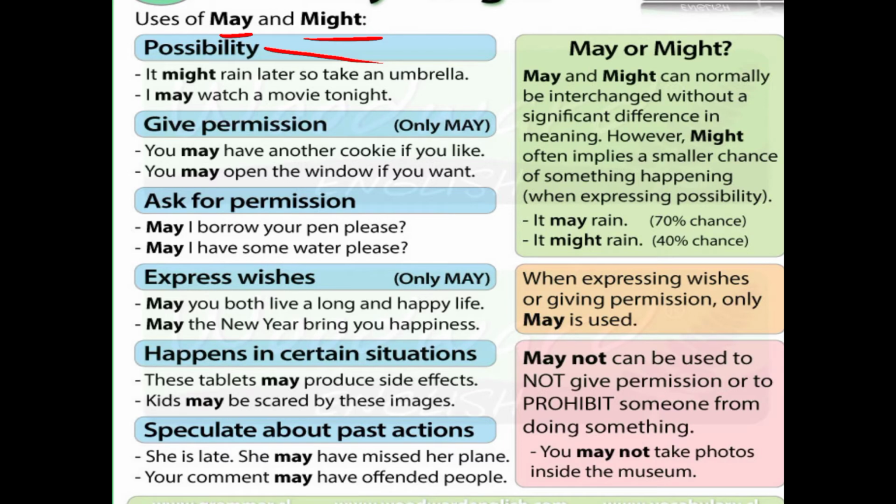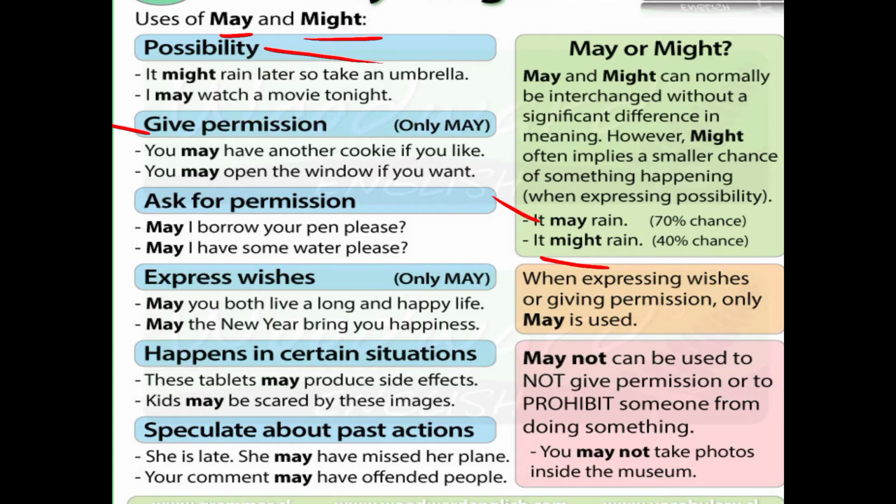So if there is a possibility, but if there is a strong possibility, so may is stronger than might. So might shows less possibility and may shows more possibility of something. For example, see here, "It might rain later, so take an umbrella." So that means there may be 40% possibility. Now "It may rain," so it means that there are more chances that you will get rain when you go outside. Now come to the permission here.